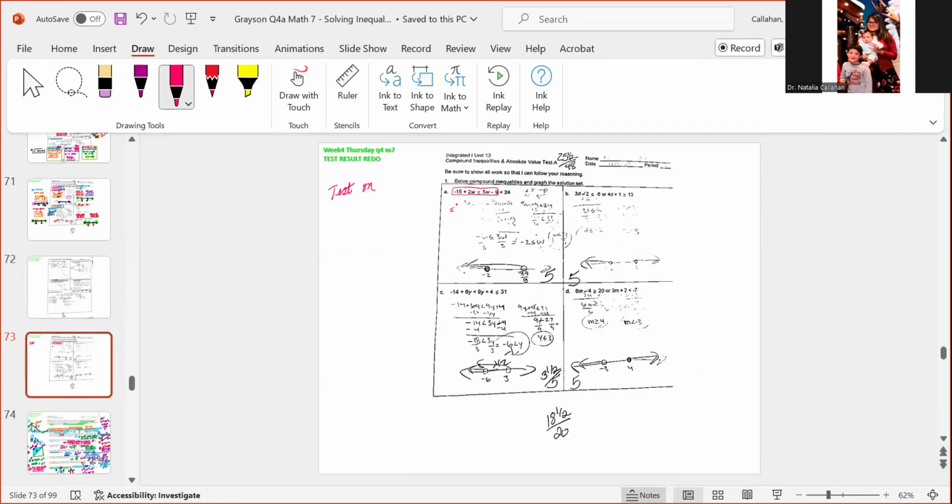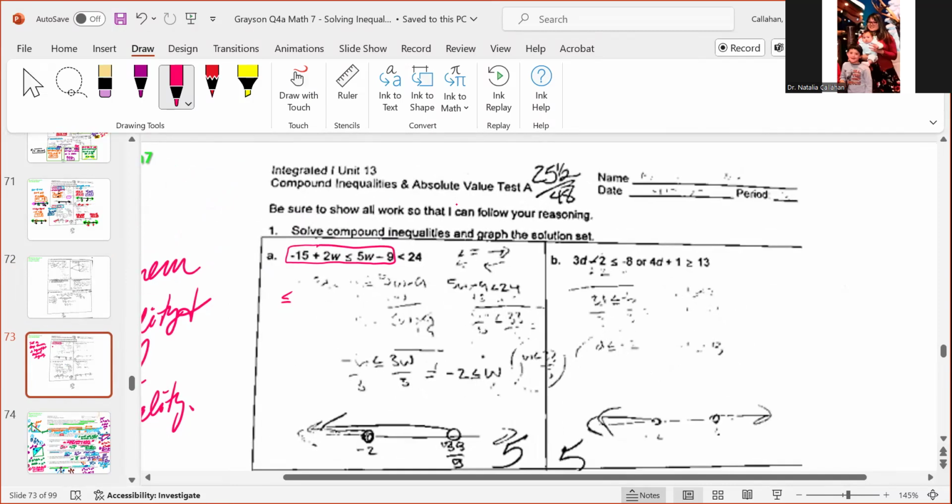So test on Hinge theorem, which is on triangle inequality, and compound inequality.